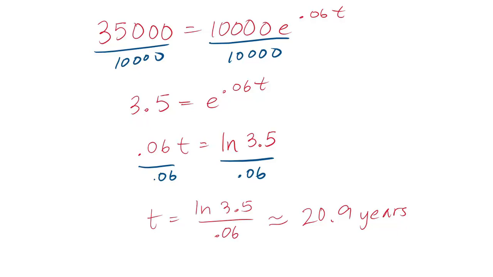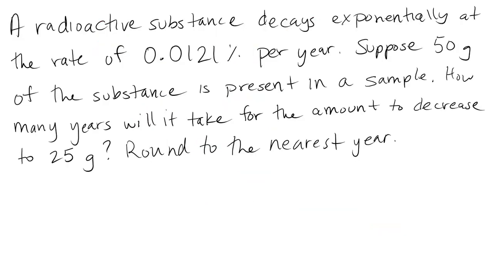One more example. This is a real-world example from science about radioactive decay. A radioactive substance decays exponentially at the rate of 0.0121% per year. So it decays very slowly. Suppose 50 grams of the substance is present in a sample. How many years will it take for the amount to decrease to 25 grams, round to the nearest year?